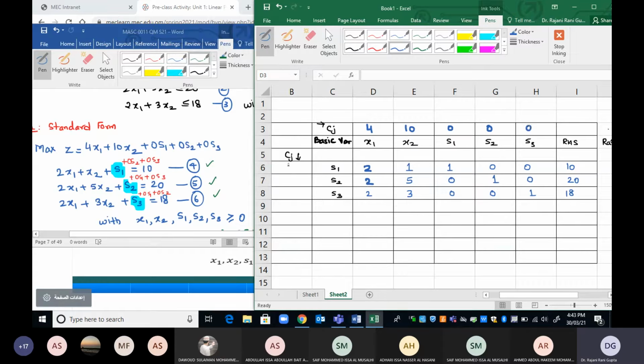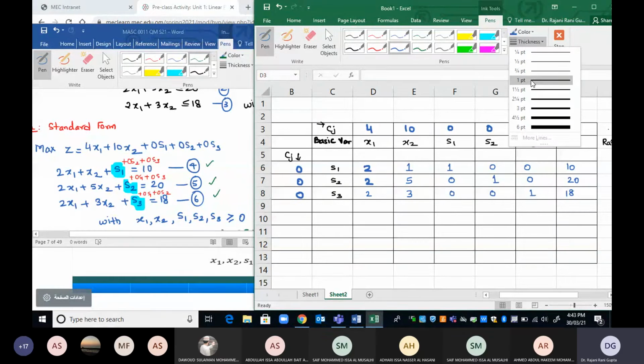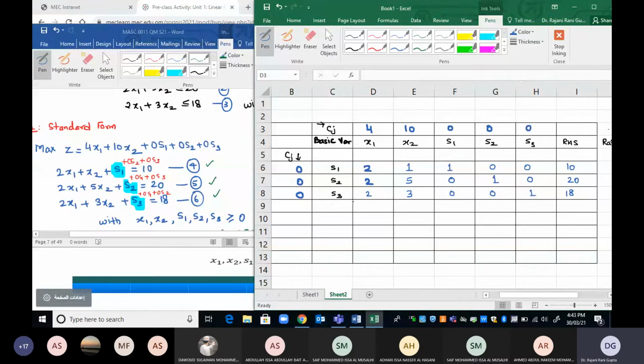Now we need to calculate the relative cost. For that, first of all, we should calculate Zj. Once we calculate Zj, then we have to calculate Cj minus Zj. It is just the subtraction of two numbers. So first we should know how to calculate Zj. We have the initial solution and we want to move to the optimal solution. The optimal solution is nothing but finding the values of x1 and x2.